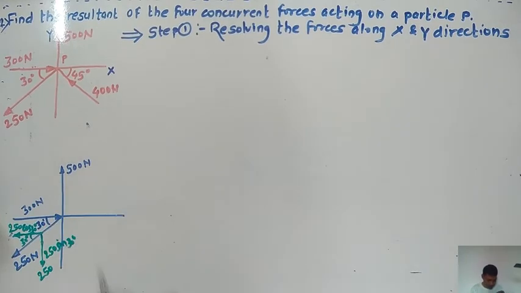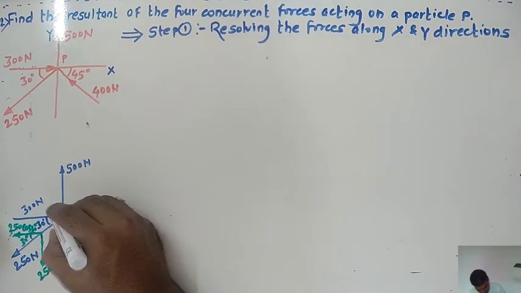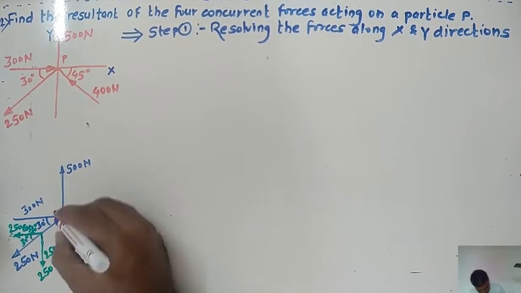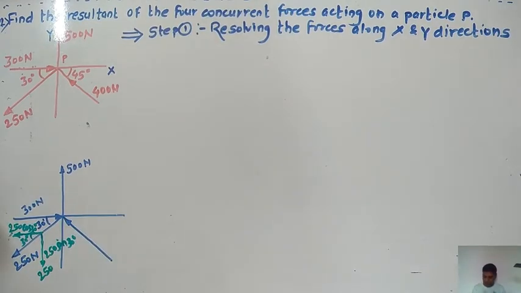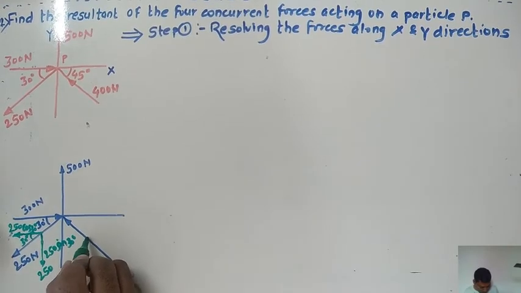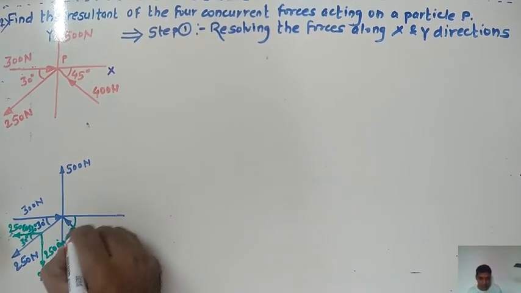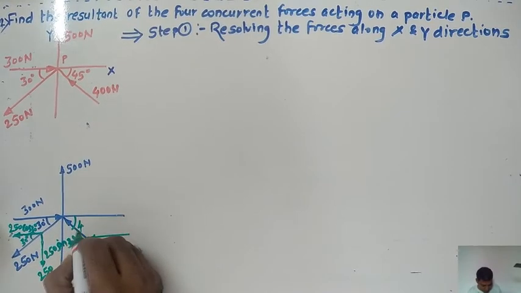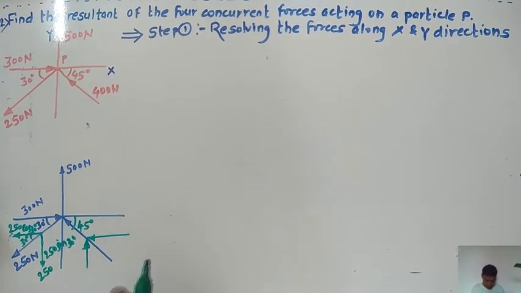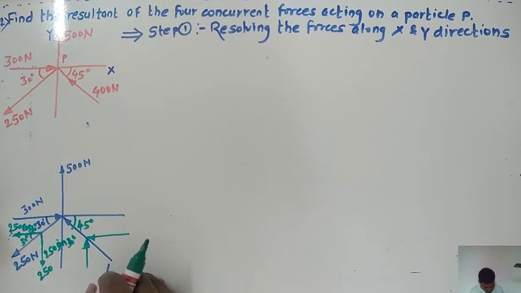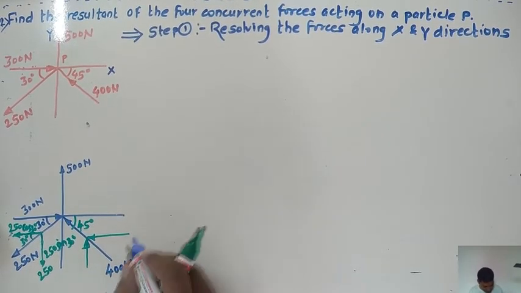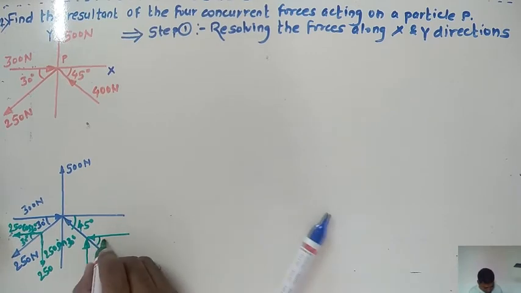Apart from this, there is one more force that makes an angle of 45 degrees. Okay, so see the direction of every force. The direction of every force is very important as far as the signs are concerned. Okay, so what about this angle? This angle is already given in the problem as 45 degrees. Okay, so the magnitude of this force is also given, 400 Newton. So this angle must be 45 degrees.